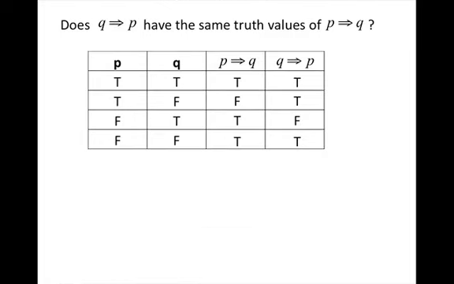So now back to my question, does Q implies P have the same truth values as P implies Q? And that's no. If I compare those two columns, in the first row they are both true, and in the last row they're both true. But in the middle two rows they have opposite truth values.